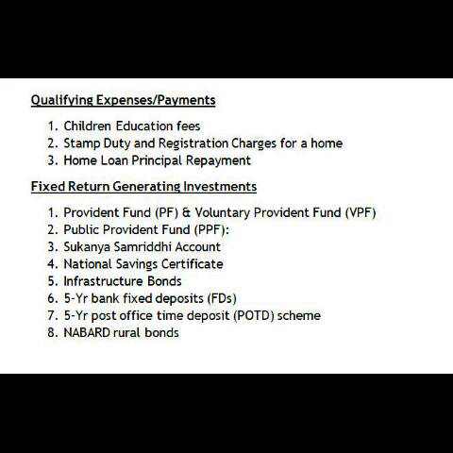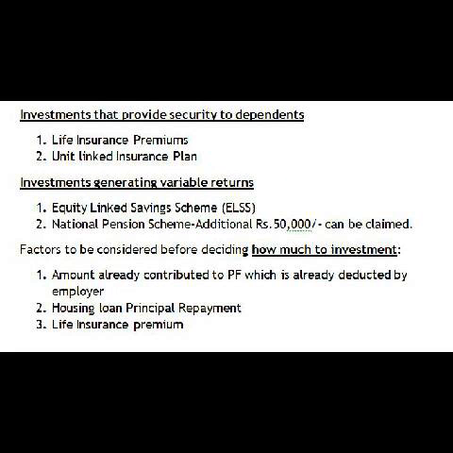And then the fourth category of 80C is investments generating variable returns, equity linked savings scheme or national pension scheme. National pension scheme is a scheme in which you can invest through a fund manager selected from 8 sources. Here they will be offering based on your age how much will go into debt, how much will go into equity. But the issue with this scheme is you can't withdraw amount till you retire from your job.